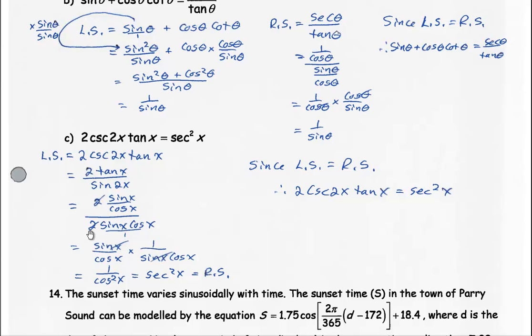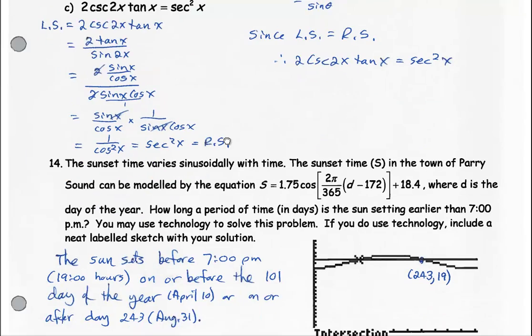And so these 2's divide out, and so I have this sine x over cos x. I'm going to multiply it by the reciprocal of sine x cos x, which would be 1 over sine x cos x. So the sines divide out, and we're left with 1 over cos squared, which is equal to secant squared x. And so that's what the right side is, so my identity is proven.